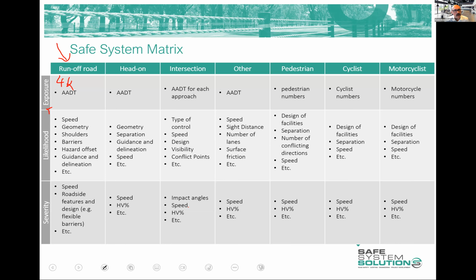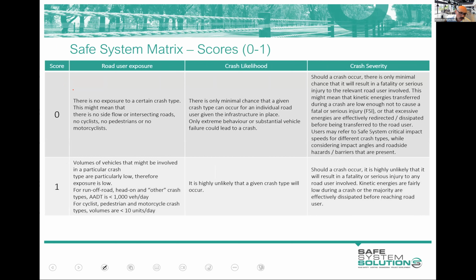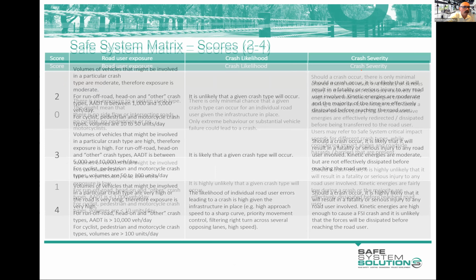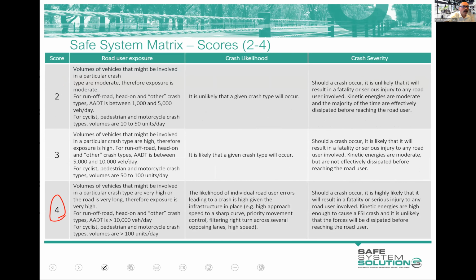So what we need to do is go to what we call a scoring reference sheet, and I've replicated this straight out of the Austroads guide. What we see here is all these scores between 0 and 4. Then we've got exposure, likelihood and severity. So let's start with exposure, and let's go maybe up to a 4. What is a 4? The volume of vehicles that might be involved in a particular crash type is high, or the road is very long. Therefore, exposure is high.